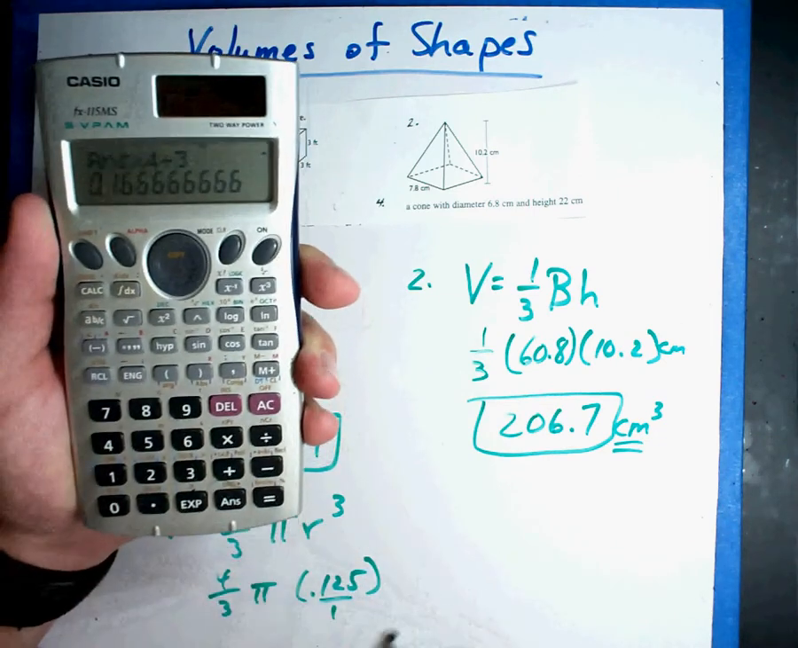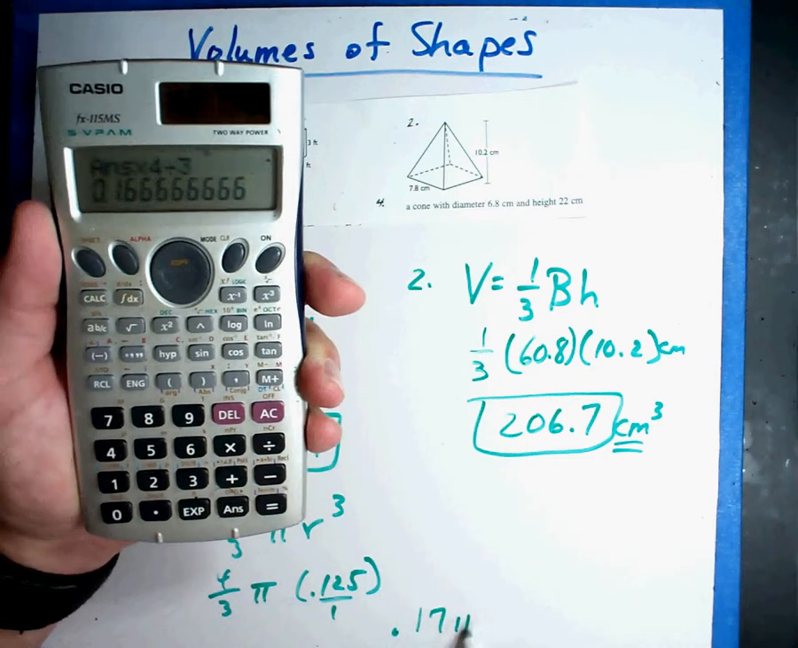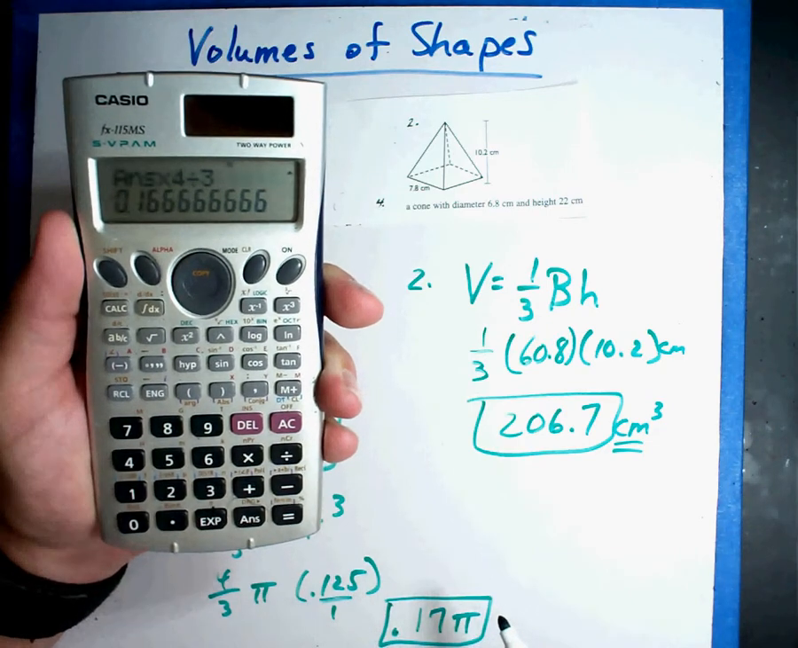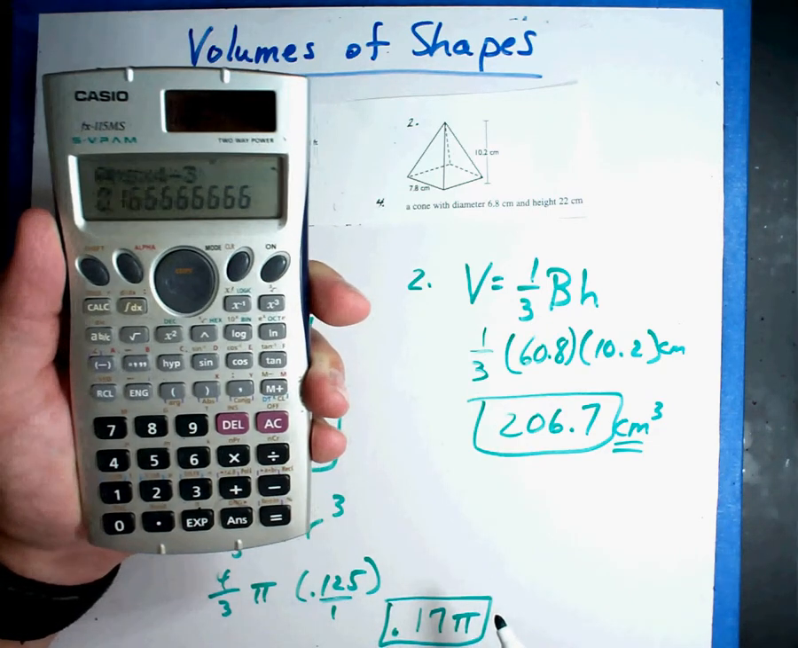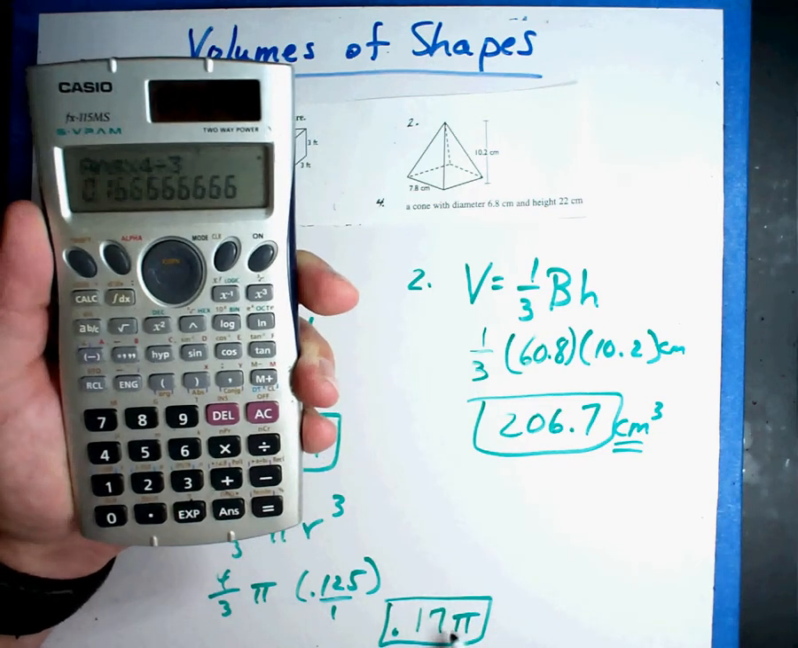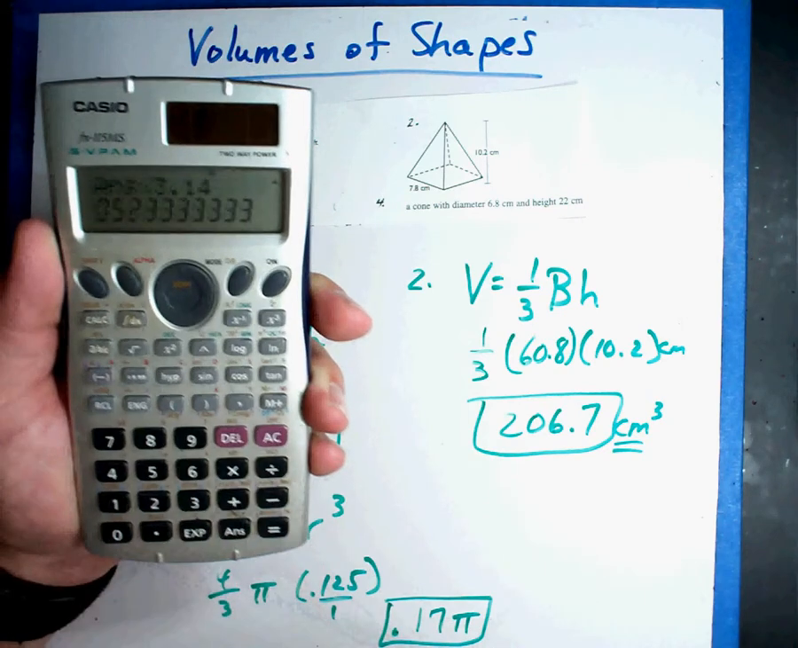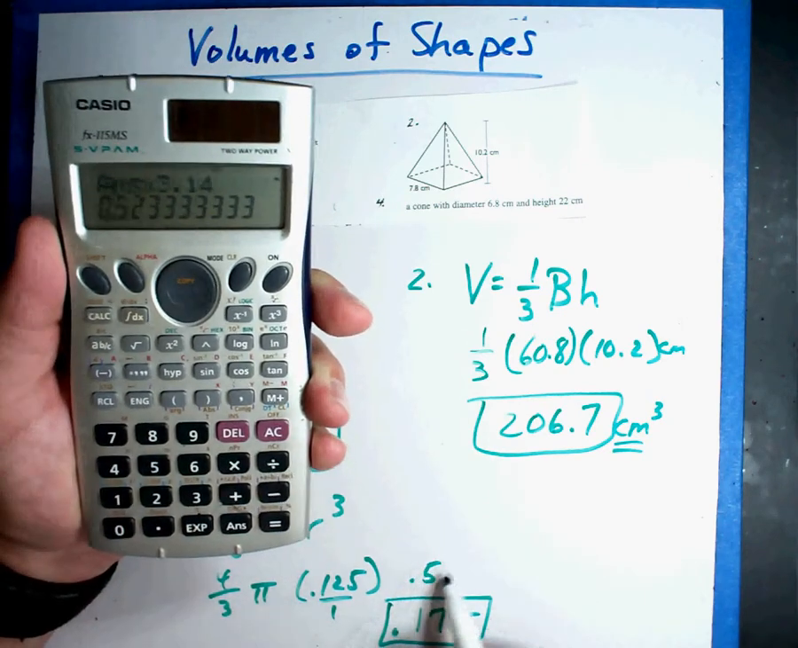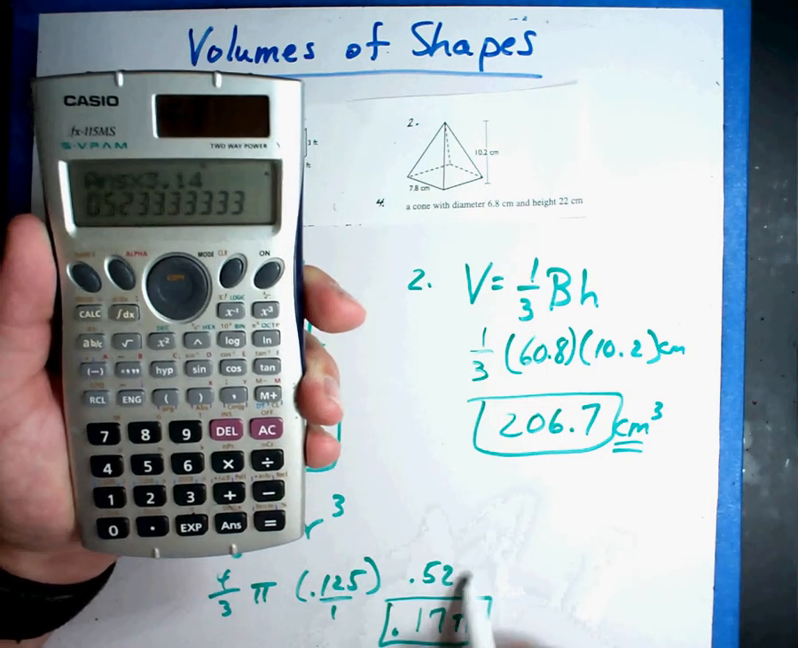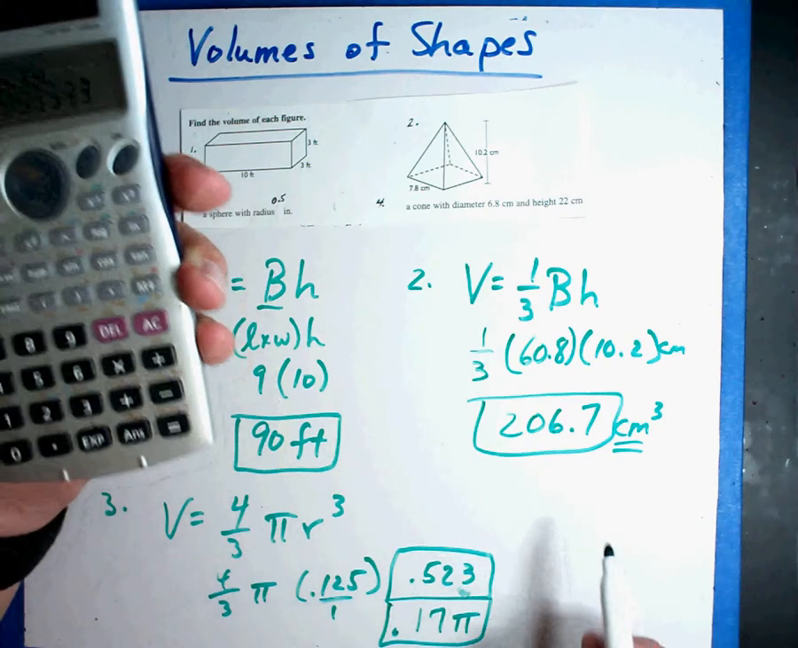I get 0.17 pi. And you see my calculator says 0.16 repeating, so I just rounded 0.17 pi. Now if you don't see that answer, then I would take that number times 3.14, which is pi, and then maybe they have this answer, 0.523 or 0.52. I would look for either one of those answers to bubble in on the sheet.